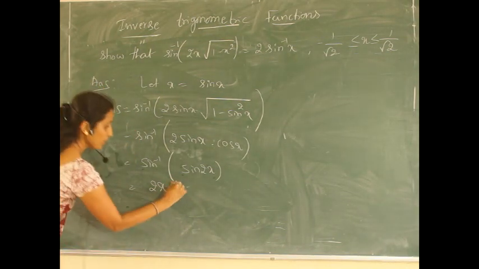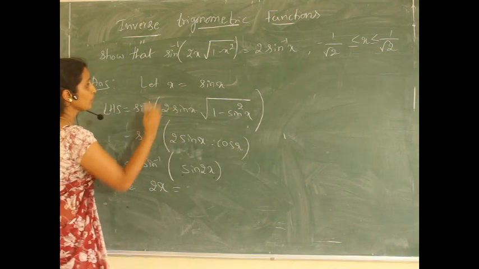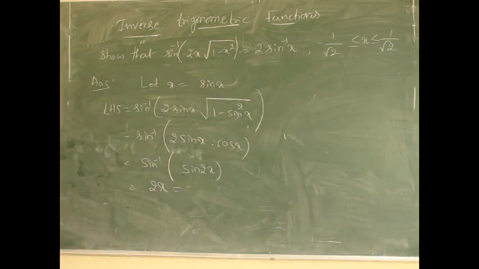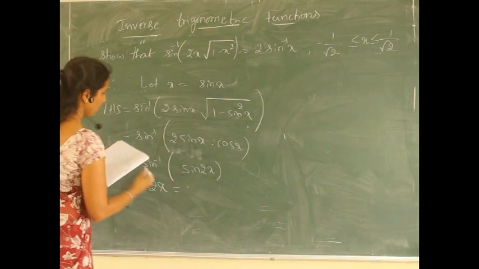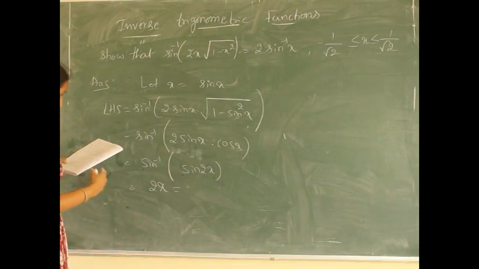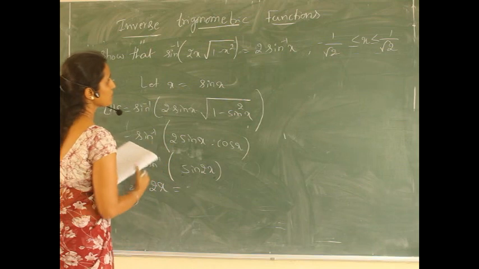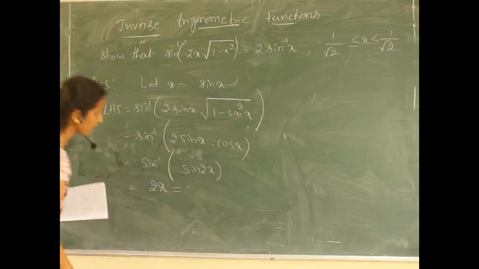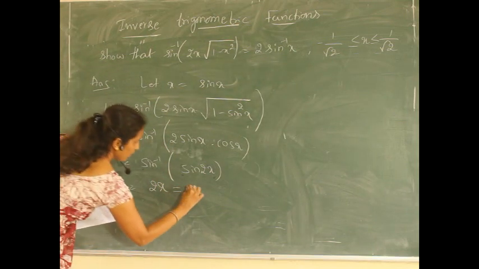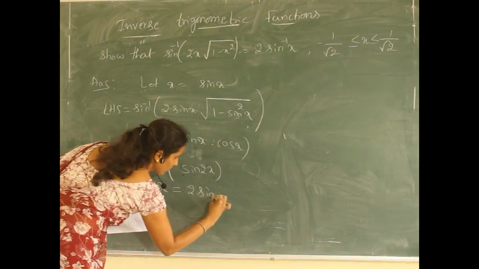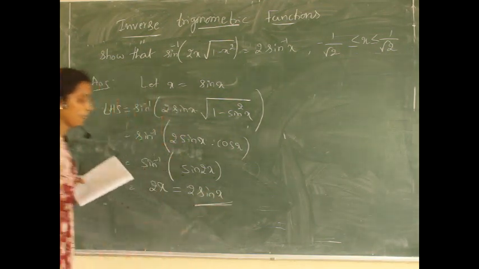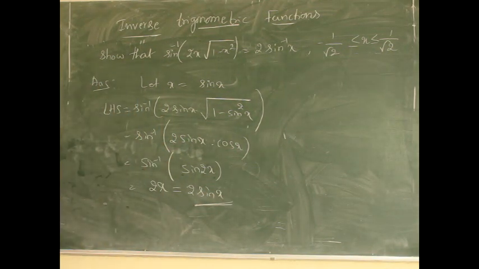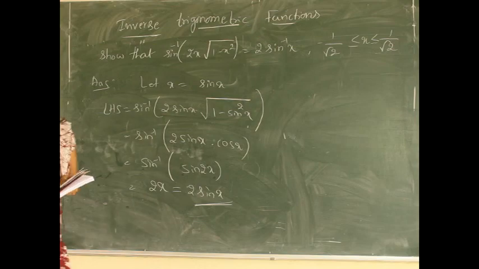But what is the substitution we have taken? x is equal to sin theta, so theta is sine inverse x, and the result is 2 sine inverse x. So we can solve these problems. Similarly, some of the other problems are there. I'll continue in the next class.